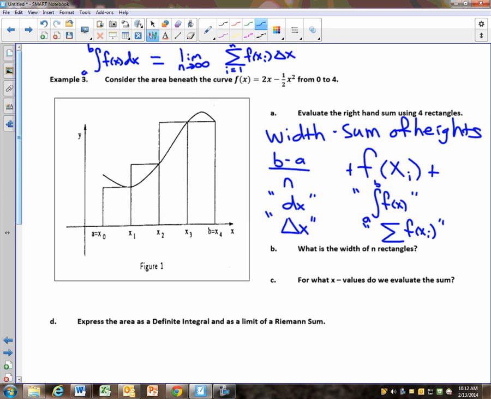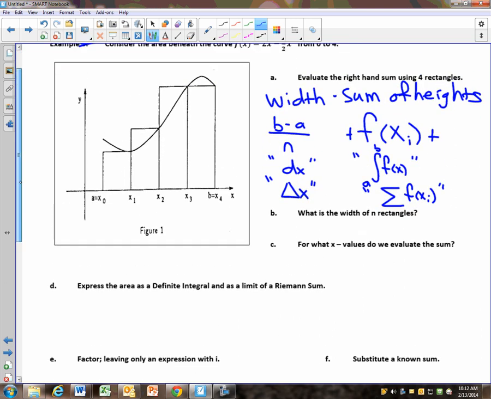So when I look at this, I see the width times the sum of the heights. Do you see it? Width, sum of the heights. Width, sum of the heights. That's what we're doing. And this whole limit thing, we just do an infinite number of them. So let's do it.